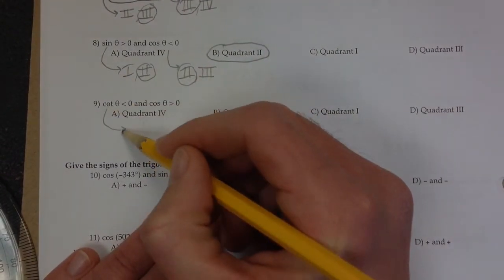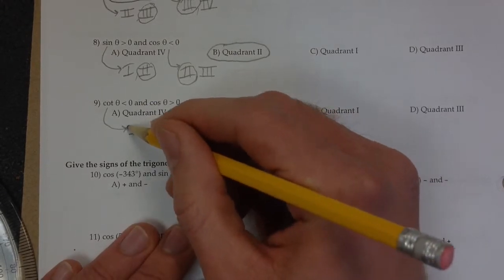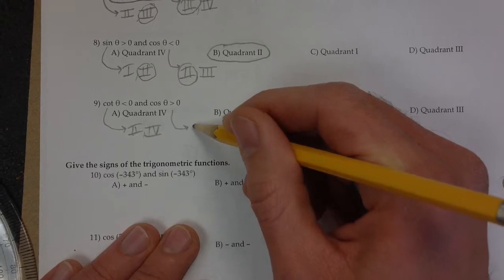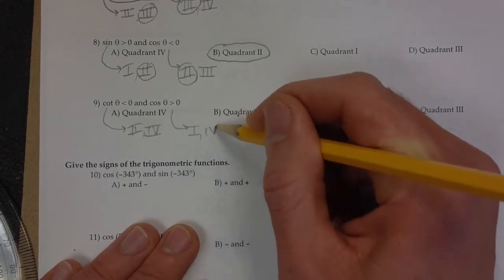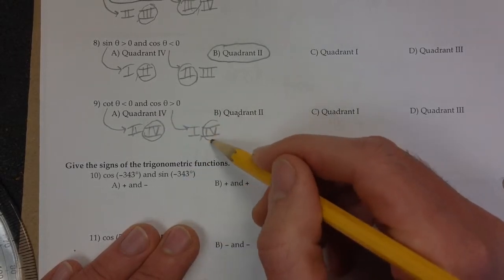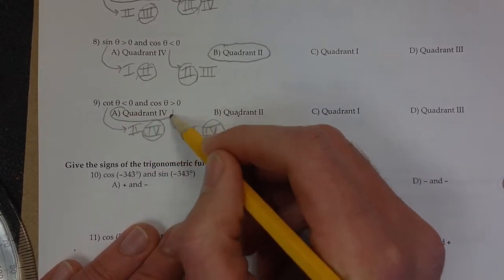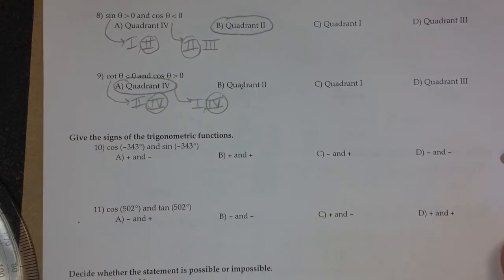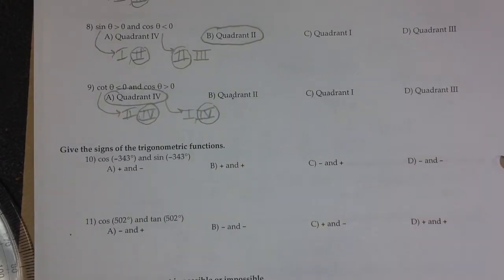When is cotan negative? 2 and 4. When is cosine positive? 1 and 4. Excellent. So the overlap is quadrant 4. Okay, so see how easy those are if you're fluent with ASTC. Any questions on 6 through 9?